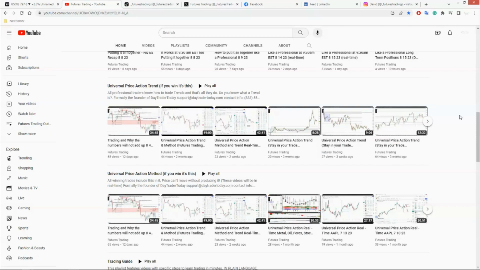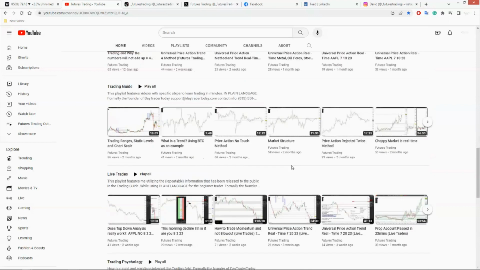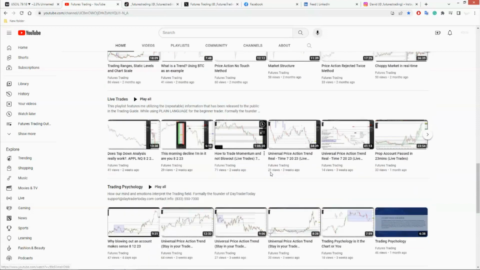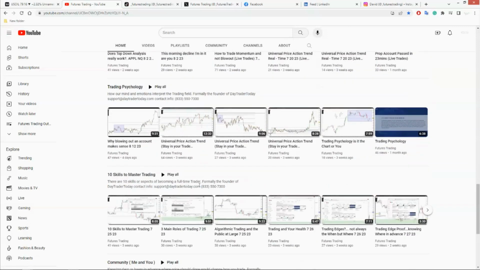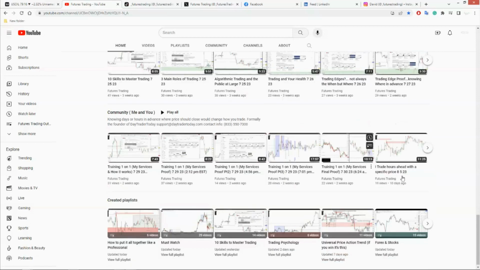All right, so this trend, all of this is pretty much in real time. You're more than welcome to take a look at that information here. All of this is just live trades from different accounts that I have. And this one, I did about 1,000 ticks in that trade. And here's the trading psychology. You're more than welcome to take a look at that information as well as aspects of becoming a full-time trader. And should you need anything, there you have it.